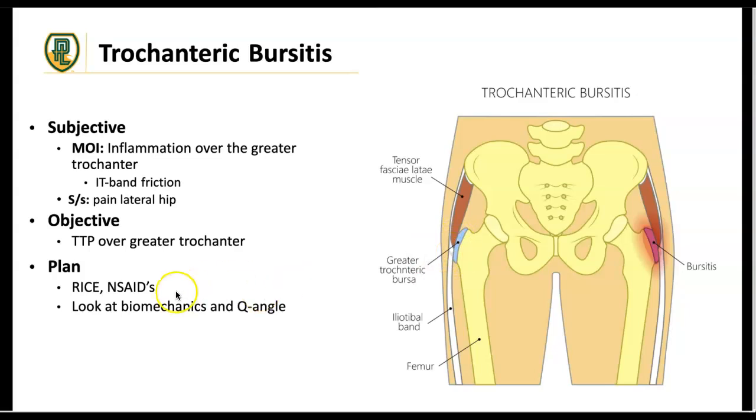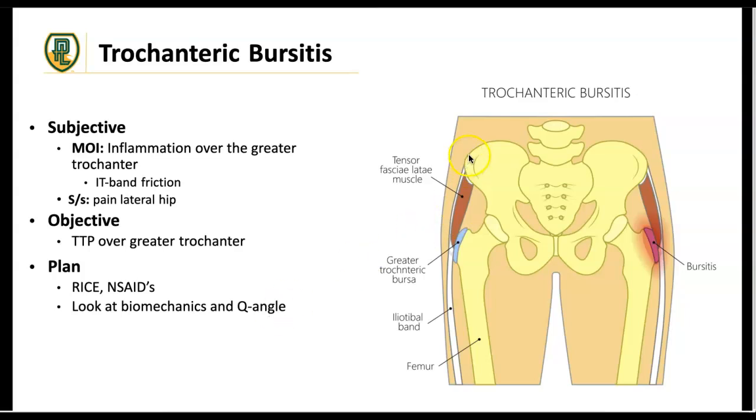A couple of different things. Your textbook said RICE and NSAIDs, but that typically doesn't work. So they'll go in and do a cortisone injection into that area. And then you want to look at different biomechanics, what things might be increasing the angle, right? The Q angle, for example. And we want to correct those wherever we can.